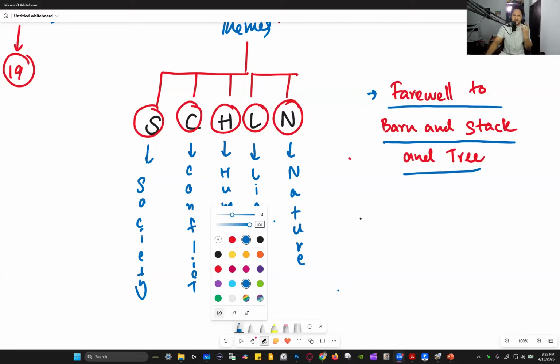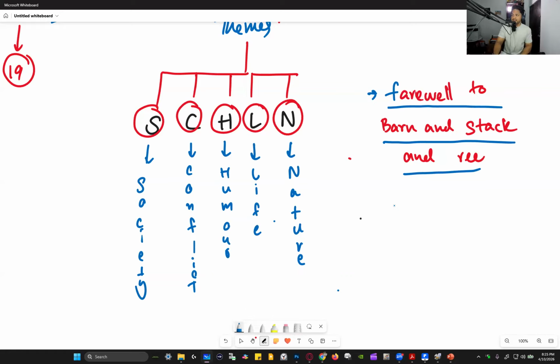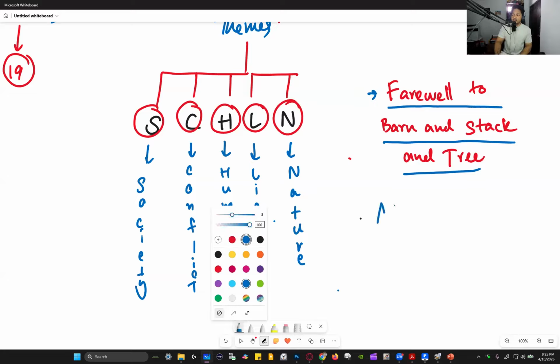So you have to write the title exactly as it is. And if you write farewell with a simple F, a simple T, you won't get marks. Capital F. You have to capitalize certain words. Farewell to Barn and Stack and Tree. This is by A.E.